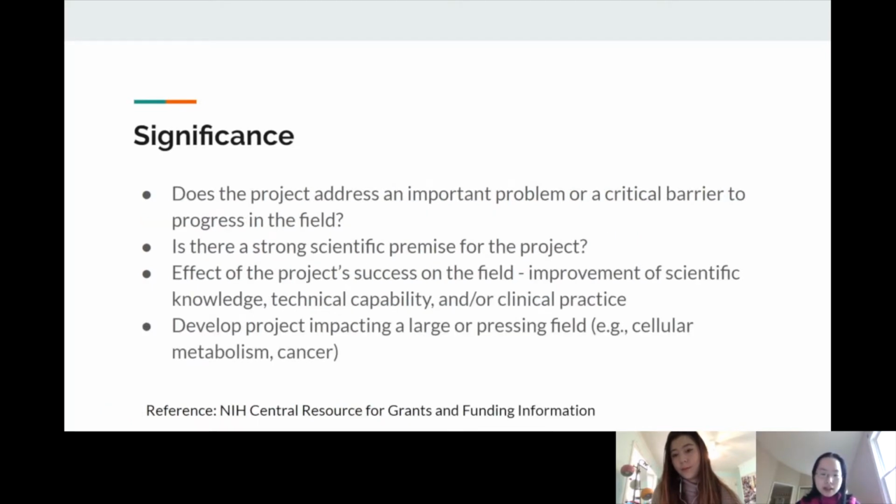So for the significance part of the project proposal, it really addresses the question of, does the project address an important problem or critical barrier to the progress of the field? Is there a strong scientific premise for the project? And the strong scientific premise refers to both the impact this project would have if successful, and also the previous data that will support your hypothesis, showing it is a good approach to take. It is a good direction to investigate.